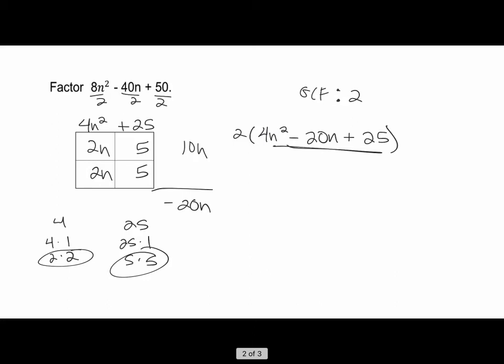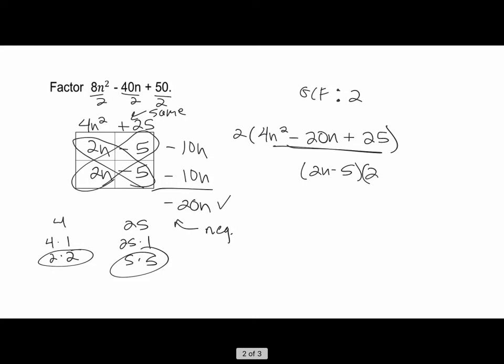Multiply across, that's 10n and 10n. We've got the same sign for a positive product, and that means they're both negative. And that does add up to what we want. So if we go across, we have a factor of 2n minus 5 and another factor of 2n minus 5. Just don't forget your GCF out front to complete your factored form.